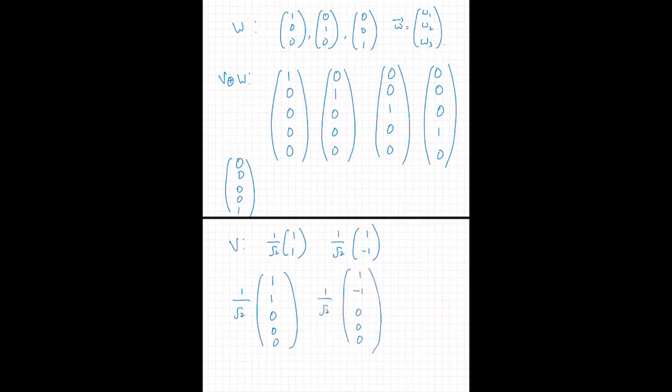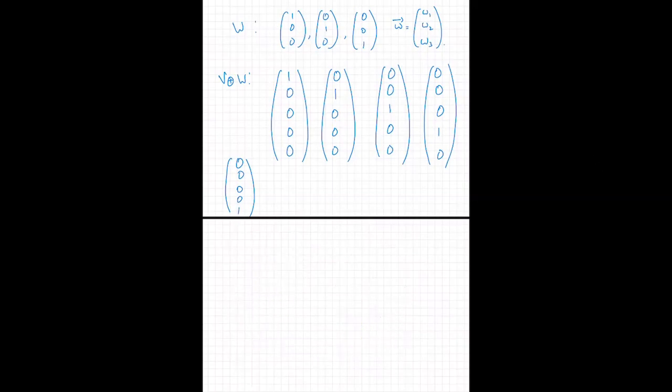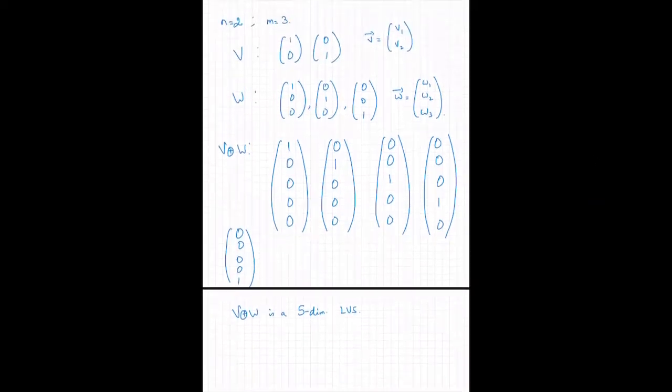Right? So regardless of what basis vectors you choose in each vector space, once you choose them, you simply stack them on top of each other to find the basis vectors in the higher dimensional vector space. In this case, it is a five-dimensional vector space. So in this case, V plus W is a five-dimensional linear vector space. Is this okay so far? Yes, sir.